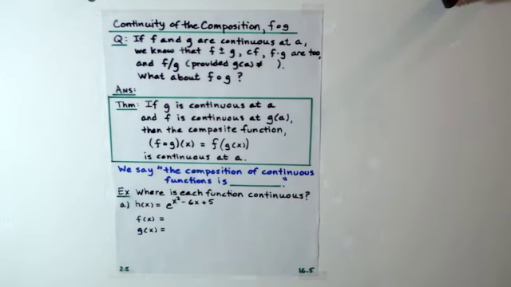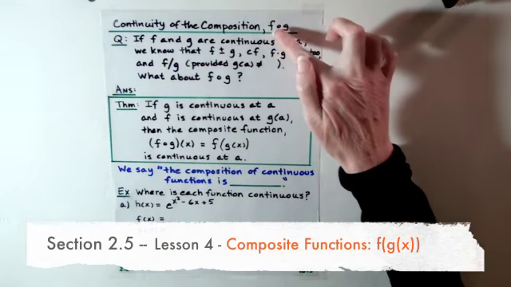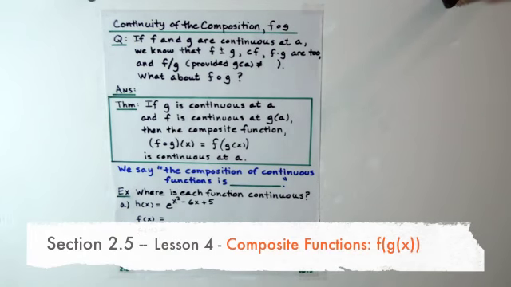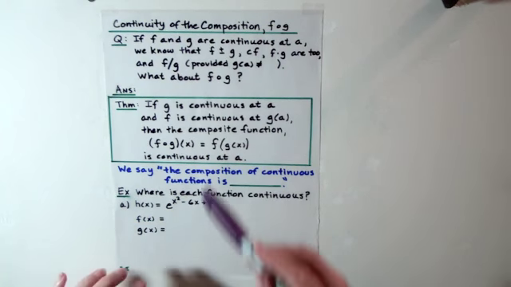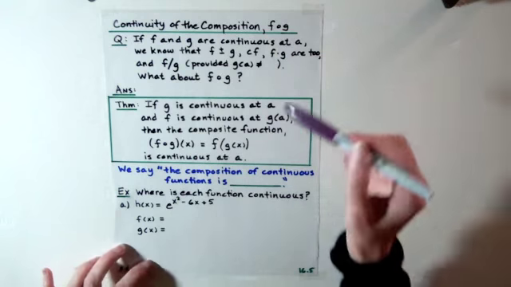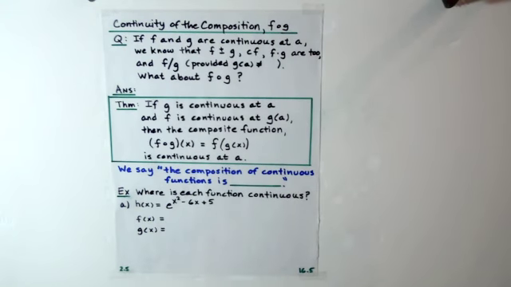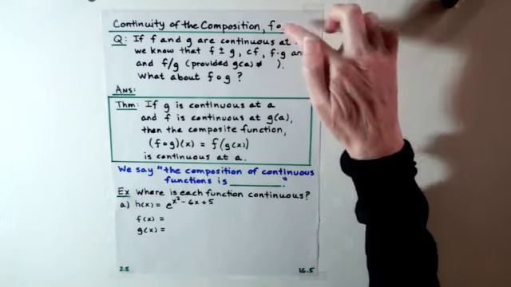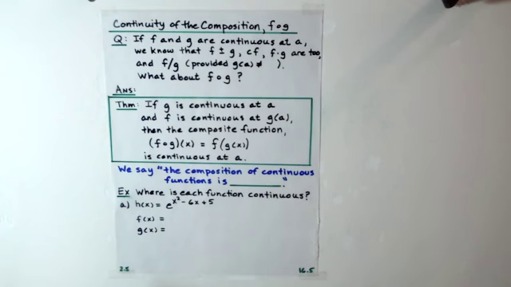So our next topic here is continuity of the composition f circle g. Remember, f circle g is different than f dot g. When we write a dot there, we mean f times g. That's like what I've written here. F dot g means the product of those two functions. But f circle g means that we are composing the two functions. It means we're taking g of x and putting it inside the f of x function.